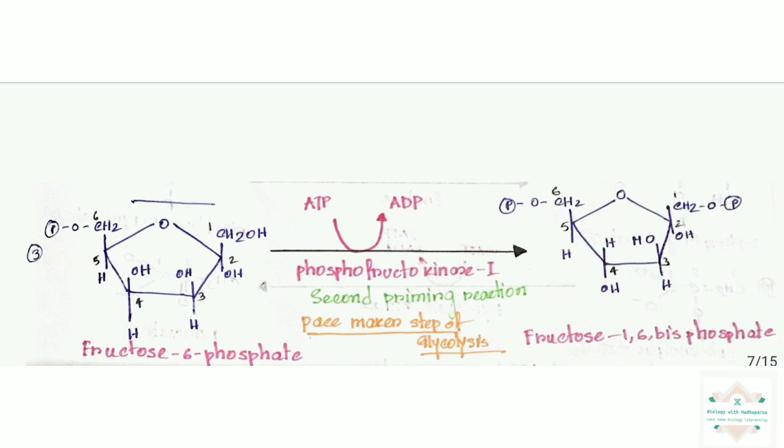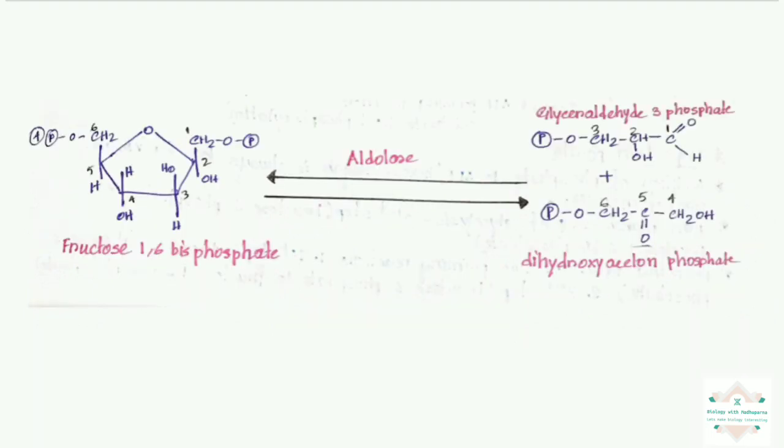And this is the pacemaker step of glycolysis. Pacemaker in the sense that if a patient's heart is not working properly, then the doctor will attach a small instrument, a pacemaker, which will help your heart to pump the blood and keep going. So this is the step where you can regulate this overall pathway. You can stop it. About that we will be discussing in our future lectures. So now we will come to the fourth step.